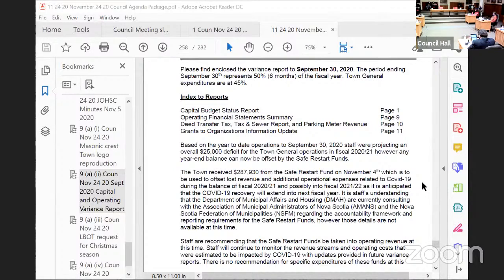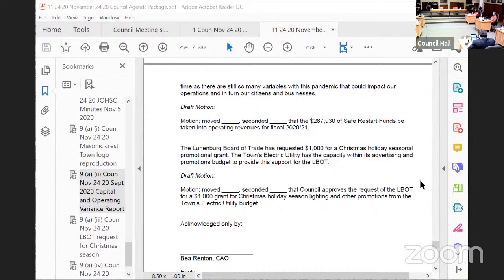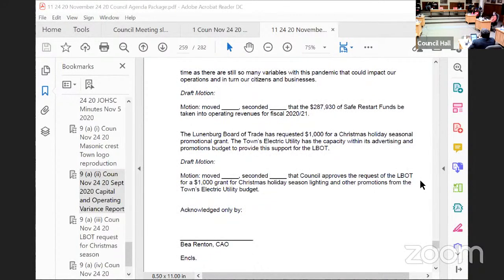There are this evening 2 motions included in the report. As Your Worship has mentioned, we did receive some safe restart funding in the amount of $287,930 in early November. It is staff's recommendation that this funding, received to offset lost revenue and additional operating costs related to the impact of the COVID pandemic, be taken into operating revenue at this time. And there is a motion there that supports that. In addition, there is a motion regarding a grant to the Lunenburg Board of Trade in the amount of $1,000 for Christmas holiday seasonal promotions. And there is a motion to support that as well.